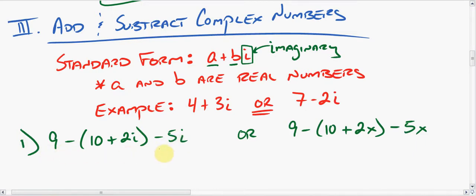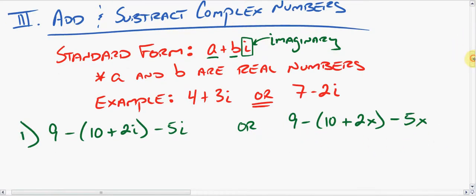Before we start this, let's work with what we know. I'm going to do basically the same exact problem, but instead of having these i's, I'm going to replace them with the variable x. So I've got 9 minus the quantity 10 plus 2x minus 5x. This might seem a little bit more comfortable for you to deal with. So let's simplify this problem first.